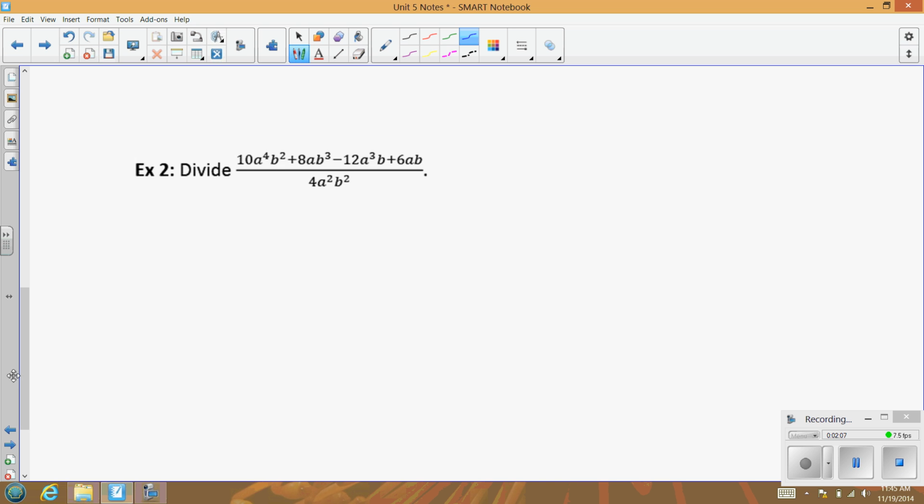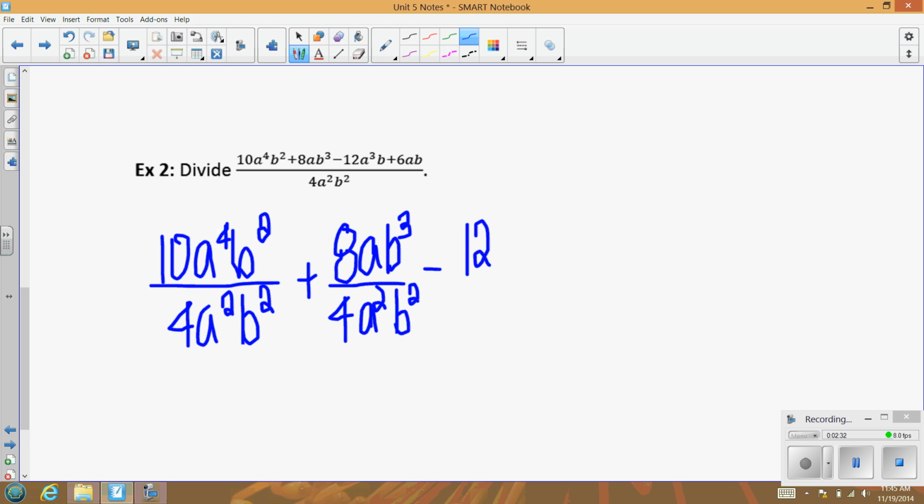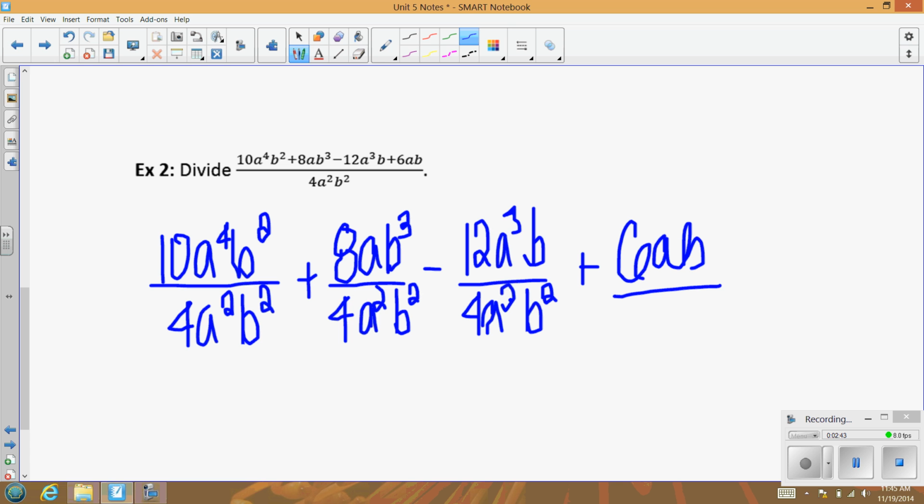So for this one, now I'm going to have 4 individual pieces because I have 4 terms up top in this polynomial. So I'm going to rewrite each of these pieces divided by 4a squared b squared. So I'm just rewriting these so that I remember to actually divide every single piece by that 4a squared b squared. And then once I have these all done, then I can go through and individually divide each piece.